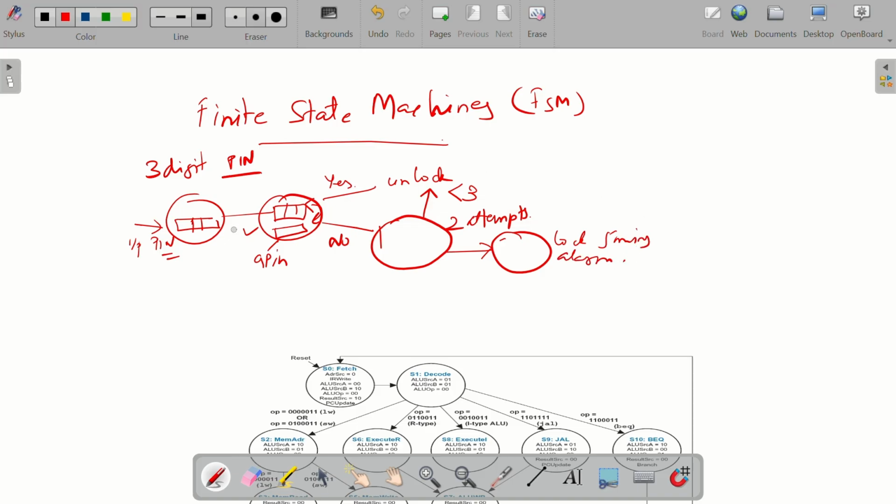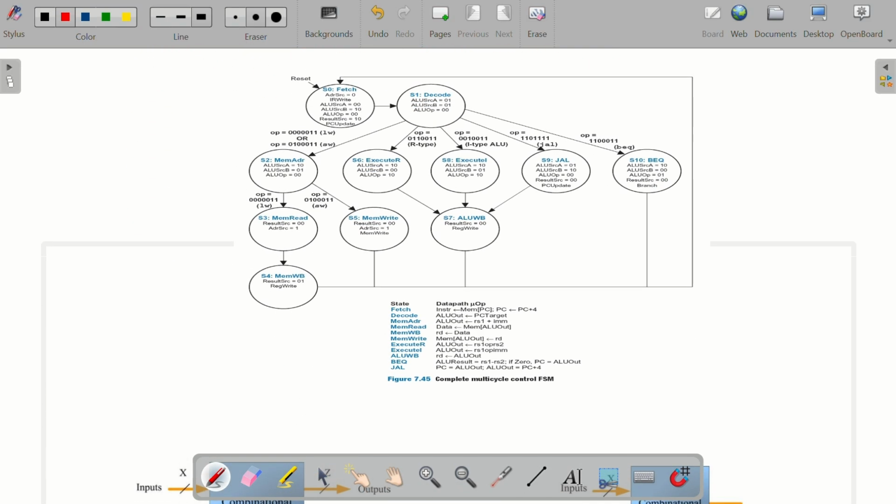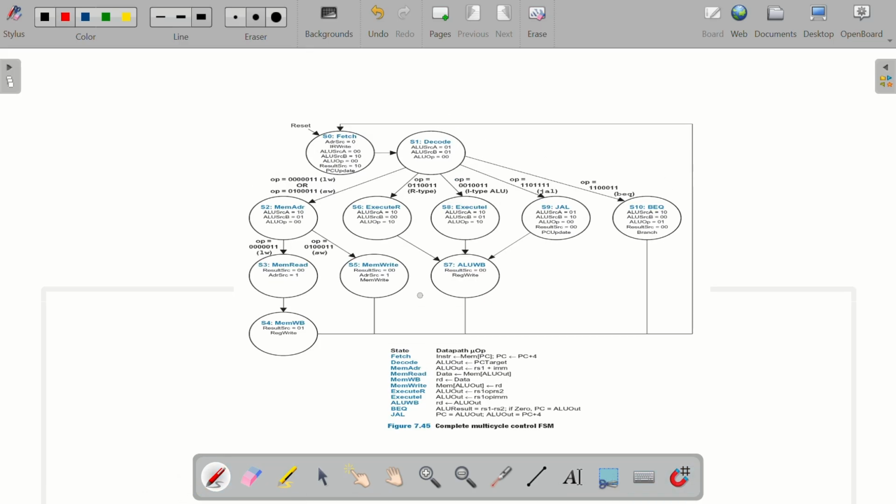So this functionality was depicted with the help of finite states, and that is how FSM comes into the picture. FSM helps you to represent a very complex system or a very complex functionality into finite states in a very compact manner. The second example I would like to take is for a RISC-V CPU.